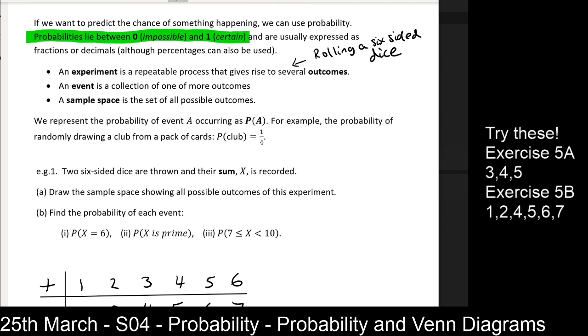We also need to be aware of notation, and what you'll often see is things like this, where we write P and then bracket A, or P then bracket and then what the event is in words. So probability of A just means the probability that the event A happens, or probability of a club just means probability of selecting a club from a pack of cards.